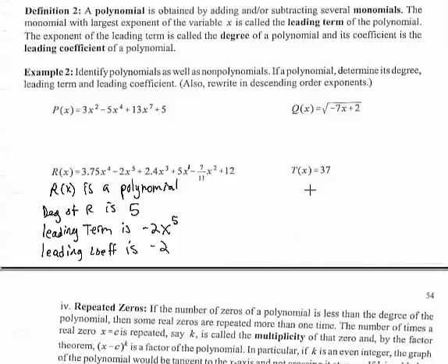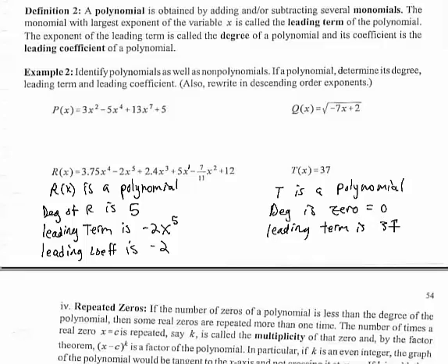And our last one, t of x. T is a polynomial. Well, it only has one term, so we would say the degree is 0, or degree equals 0. The leading term, well, it only has one term, 37, and the leading coefficient is 37.